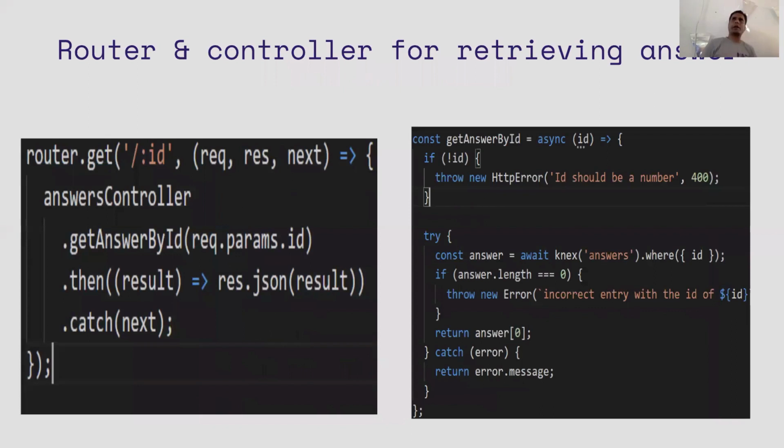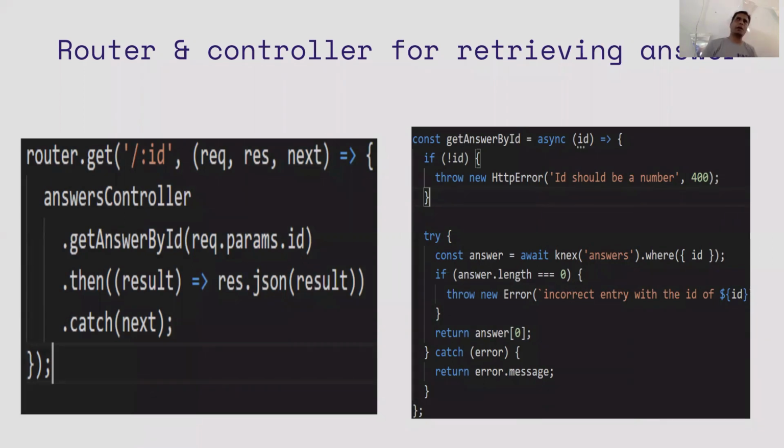Here I have one example of a router and the controller implementation. It does everything: retrieving data, storing data, updating, and deleting. But I have one example for retrieving data from the database.